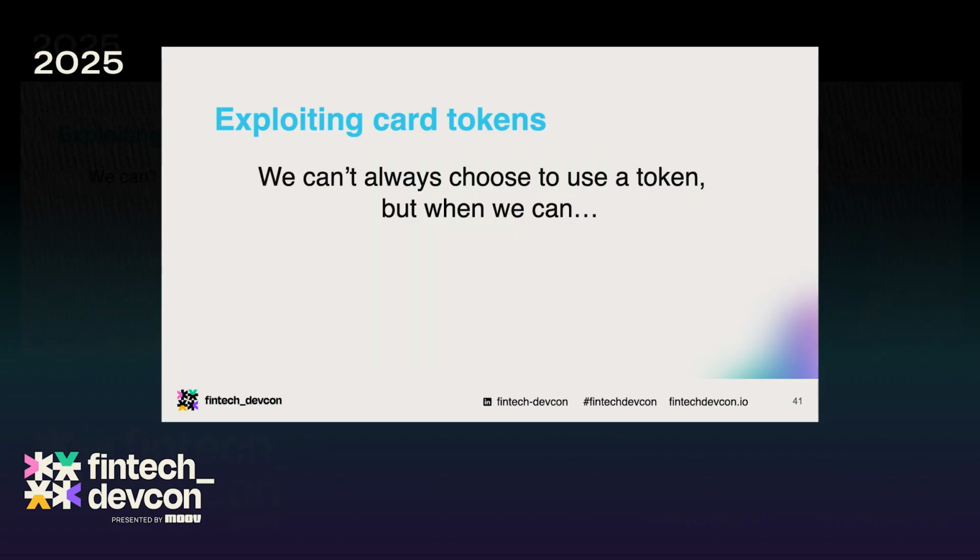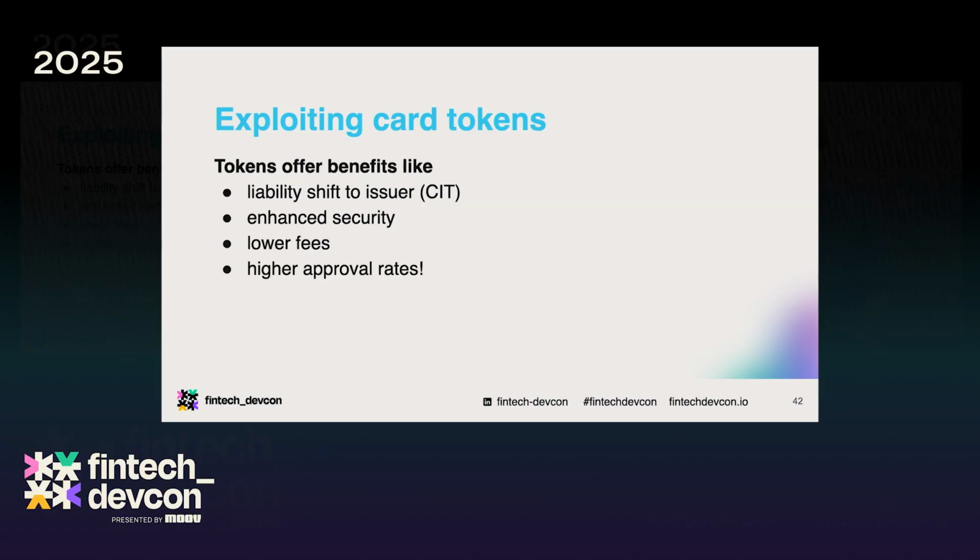Cool. We can't always use a token because we might not always have one, but when we can use one, they offer a lot of benefits, right? There's the liability shift for our merchant. There's enhanced security and lower fees, and there are higher approval rates.